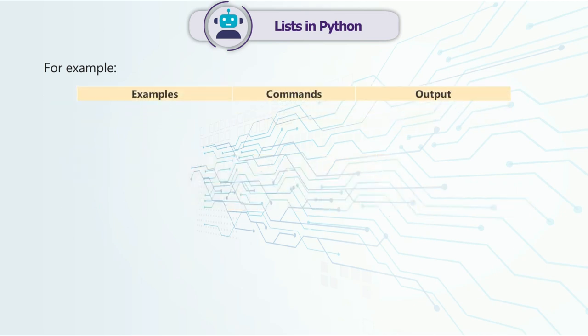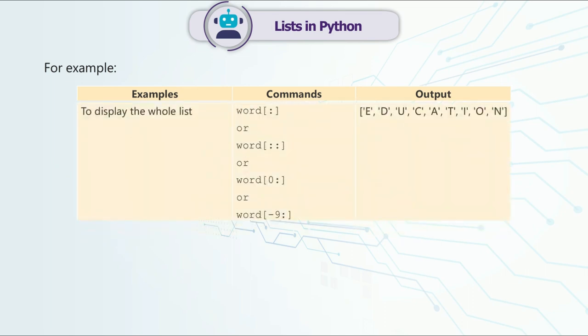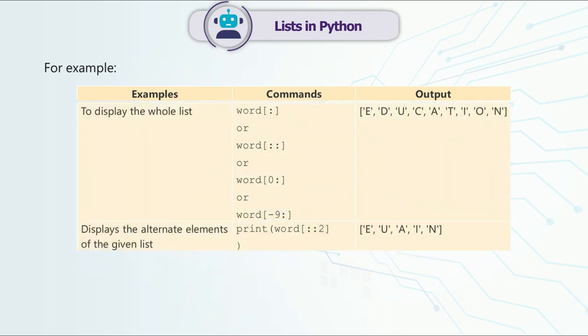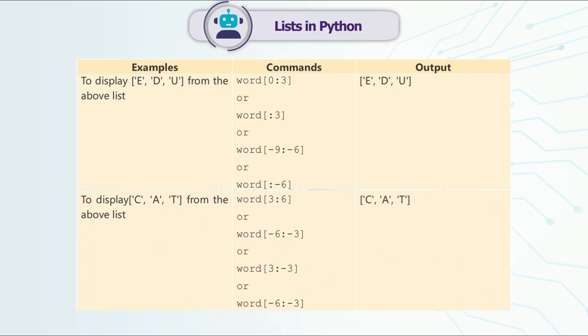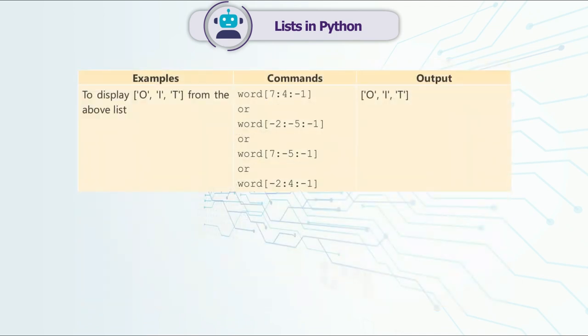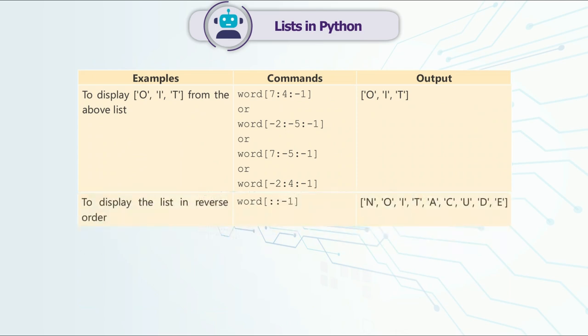Examples, commands, output. To display the whole list. Displays the alternate elements of the given list. To display 'E', 'D', 'U' from the above list. To display 'C', 'A', 'T' from the above list. To display 'O', 'I', 'T' from the above list. To display the list in reverse order.